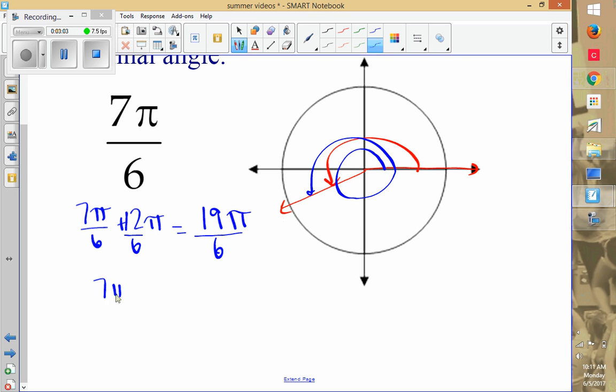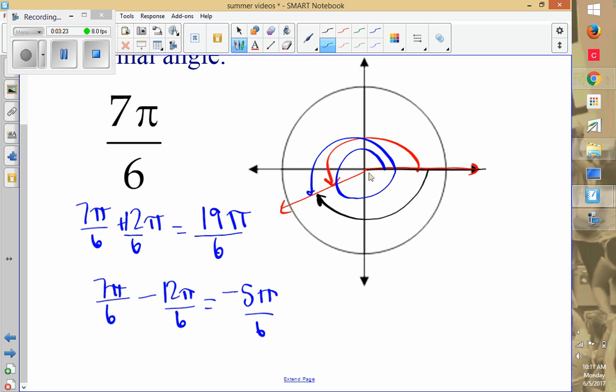Or we could subtract that 2 pi, so 12 pi over 6. So we could subtract that circle, and we can be at negative 5 pi over 6. So that would take us in the clockwise direction with our starting position and our terminal side in the same place.